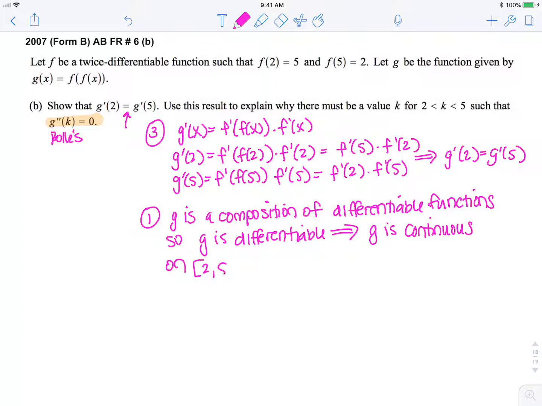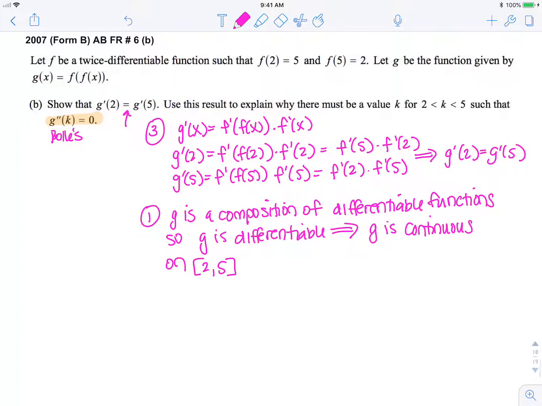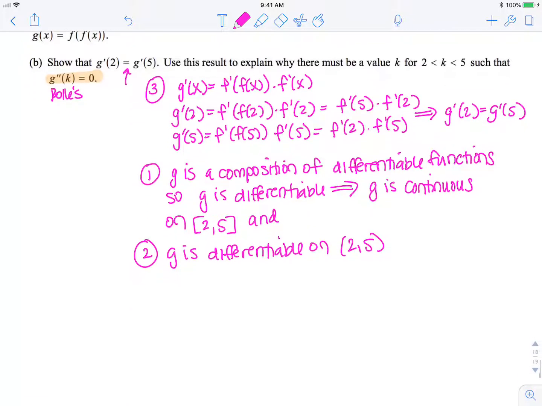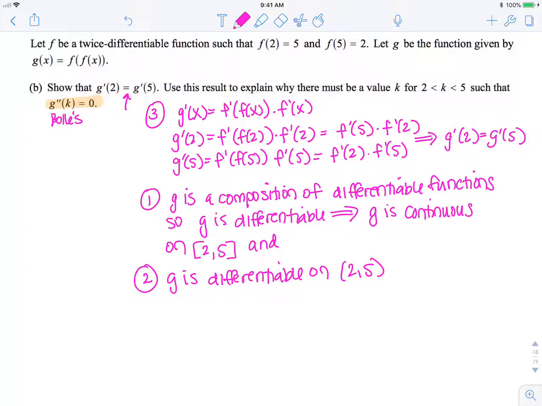on that closed interval 2, 5, and g is differentiable on the open interval 2, 5. So there's our three hypotheses for Rolle's theorem. It's continuous on the closed interval, it's differentiable on the open interval, and our endpoints are equal.